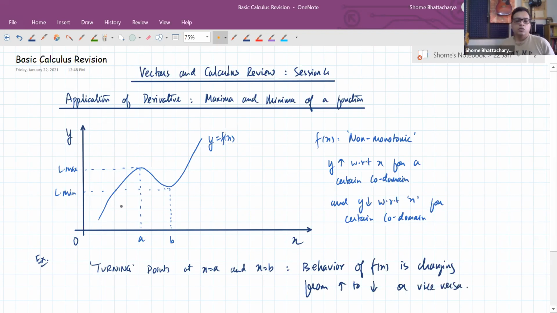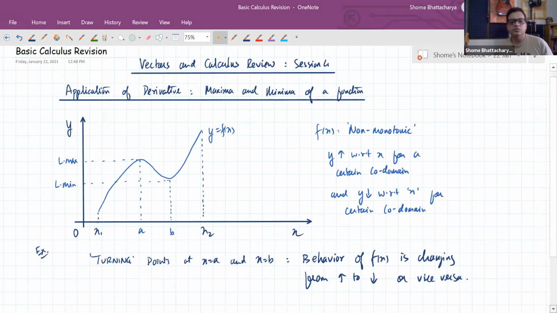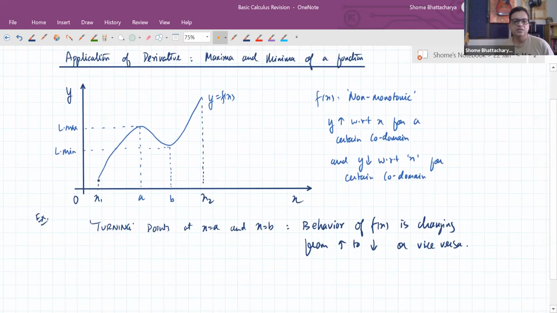Okay. So also if I were to label the initial point in the domain as, let's say, x1, and the final point in the domain, or the boundaries of the domain as x1 and x2, in this example, what else we can observe is that the function is increasing in the region x1 to a, and again in the region from b to x2, but in between in the interval from a to b, the function is decreasing.